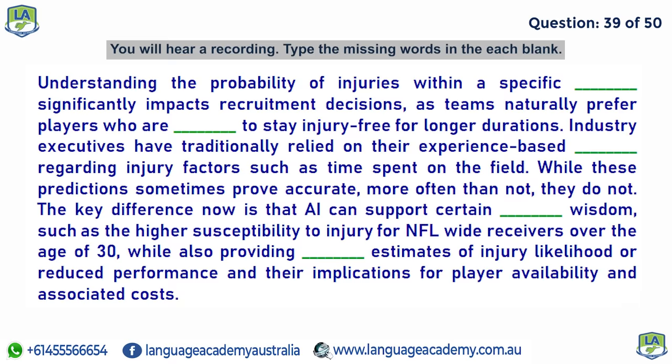The key difference now is that AI can support certain conventional wisdom, such as the higher susceptibility to injury for NFL wide receivers over the age of 30, while also providing precise estimates of injury likelihood or reduced performance and their implications for player availability and associated costs.